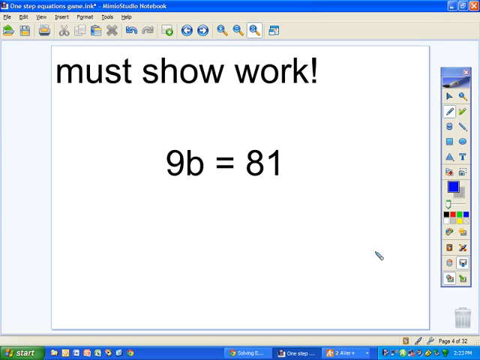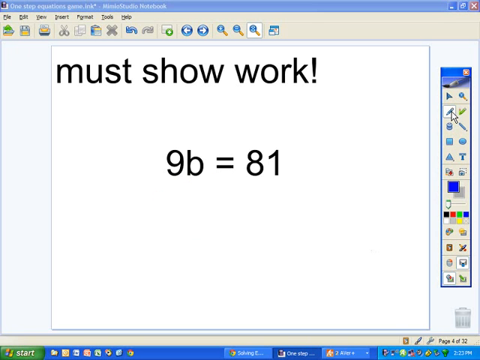Well, here's a multiplication example. So we want to do the inverse operation. This says 9b equals 81. We learned earlier in the year, if you have a variable, which we do, b, right next to a whole number, that means multiply. So 9 times b equals 81. Well, once again, it's telling us to multiply. We want to do the inverse operation.